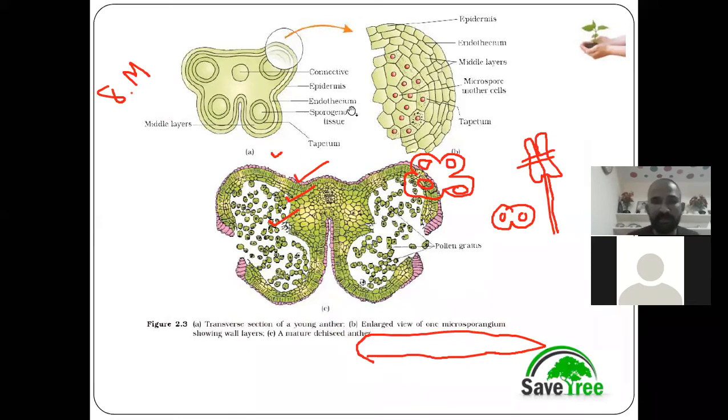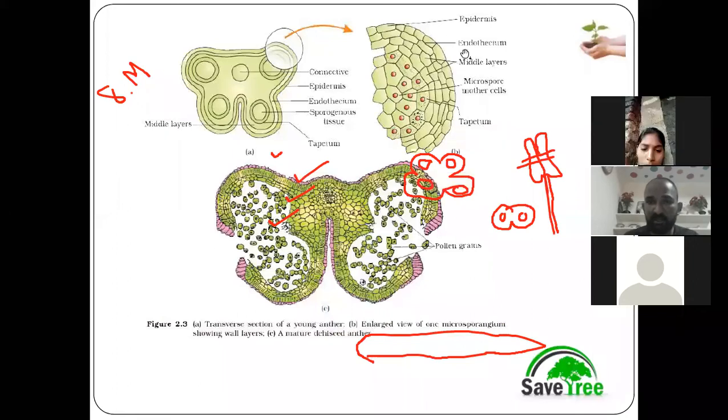Okay, this is the diagram regarding the microsporangium. Mainly it consists of the four walls, that is epidermis, endothelium, middle layers, and microspore mother cells.